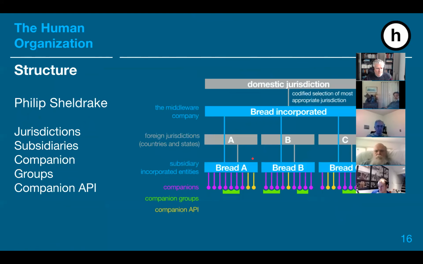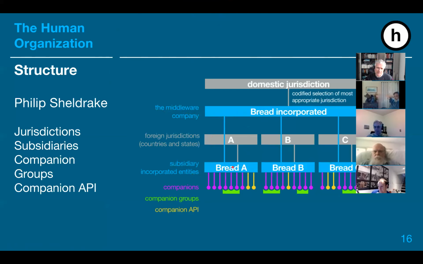Okay, here's the interesting thing. Back to Philip's original presentation 2.5 years ago, when he introduced the human organization. There's a diagram in there that fits pretty well into our thinking. I was surprised to see how the social ledger would fit into this. What he calls a bread incorporated is like a neutral company. To me, this is the meta body that has subsidiaries, as he calls them: bread A, bread B, bread C.